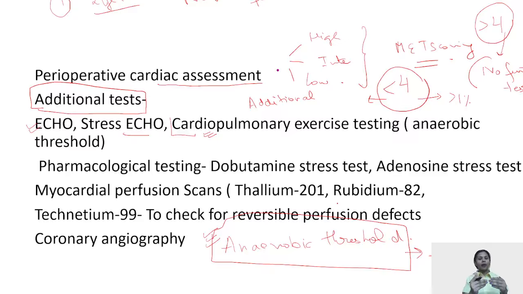That is, above what oxygen consumption our aerobic metabolism is no longer able to cope up with the energy production. That is, now the anaerobic mechanism has to come and help our aerobic mechanism to produce the ATPs that are required for the body's metabolic rate. That is what is anaerobic threshold.